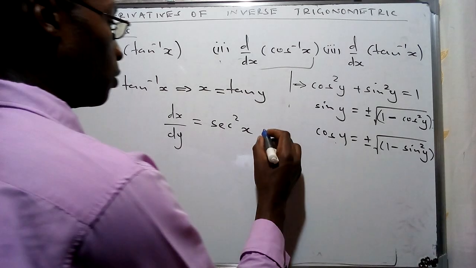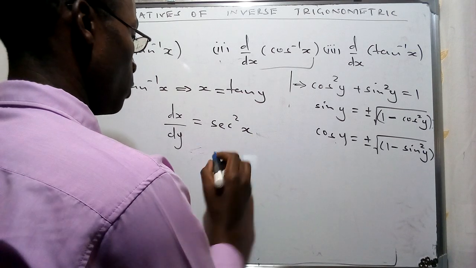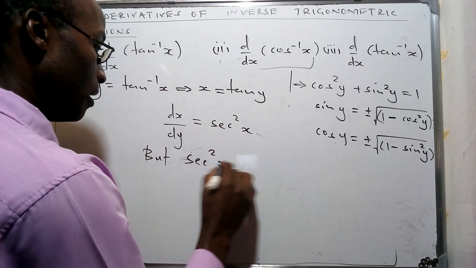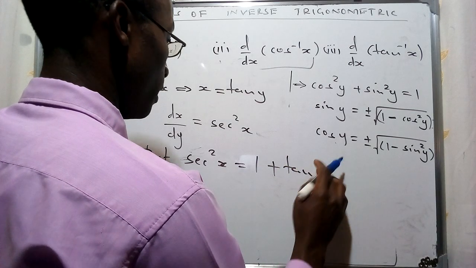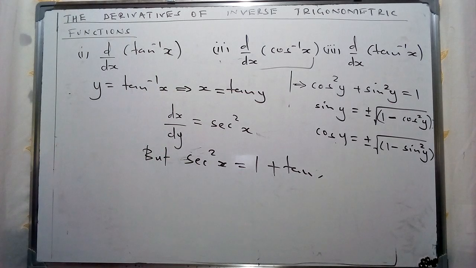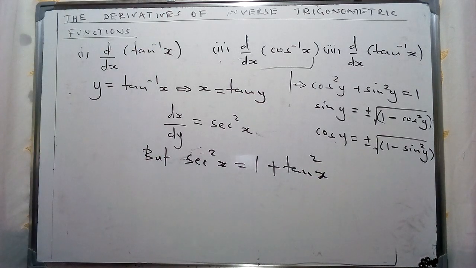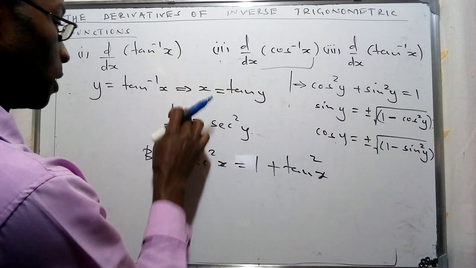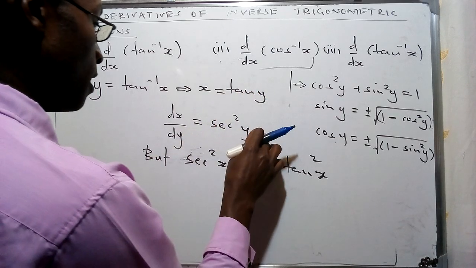From identities, we see that sec squared x is equivalent to 1 plus the square of tan x. So we have this one represented as the square of that, the sec of y, since we are using y as our function. In this case, the derivative of x, which represents tan of y, with respect to y, gives us sec squared y.